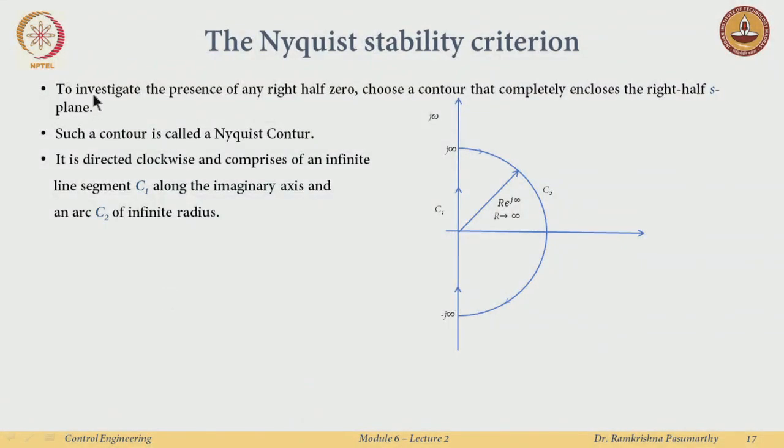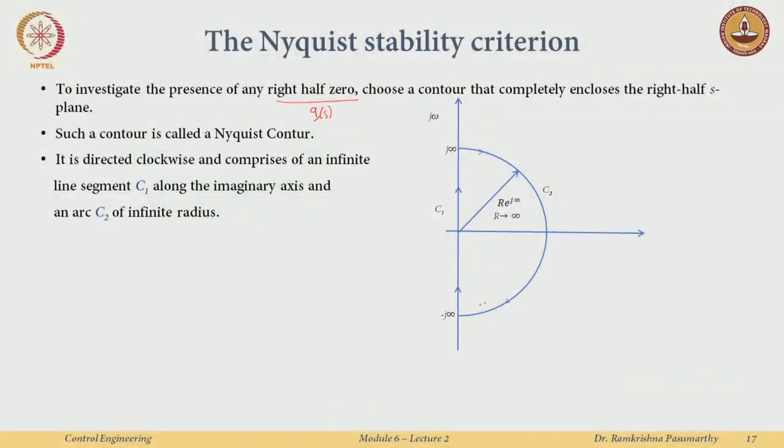Okay. So what do I need to investigate? I need to investigate the presence of any right half zero of Q(s). The zeros of Q(s) are my closed loop poles. Just write that down and try to understand what it means. I am not really talking of zeros here. I am still talking of the closed loop poles, which happen to be the zeros of the denominator transfer function 1 plus GH or 1 plus KGH, which is Q.